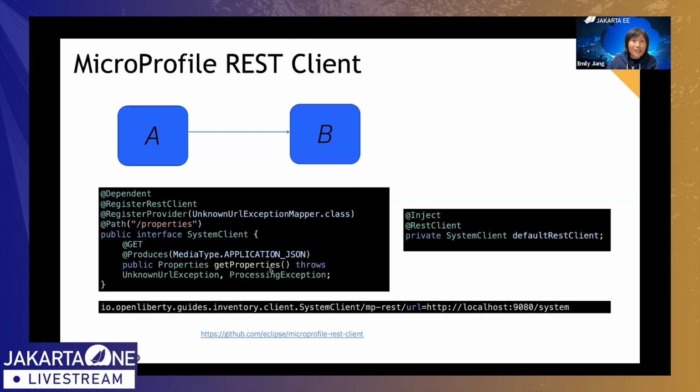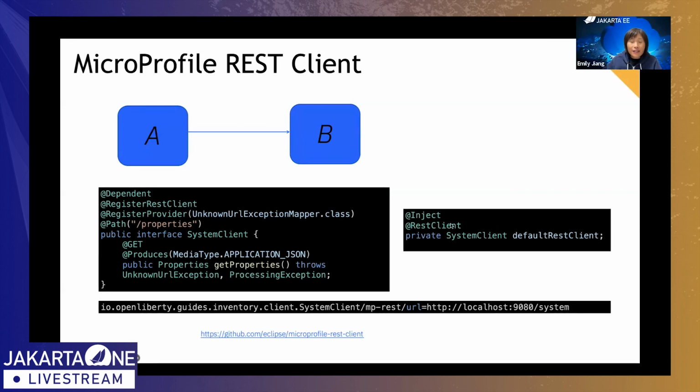And then you might be asking, oh, that's magic. How does it know where B lives? This needs to be configured. So how does the configuration work? You use the fully qualified class name, system client, or OpenLiberty guide inventory client slash MPREST slash URL. This is where service B lives. Then when you call default REST client dot get properties, it automatically goes here to do the invocation.